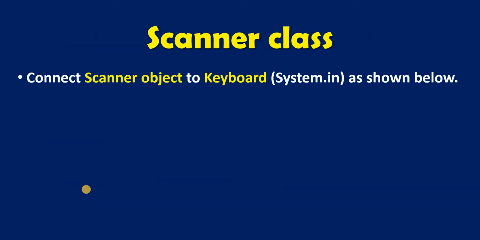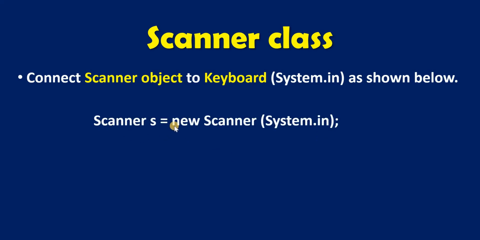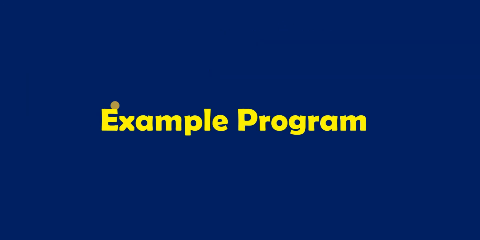Next point, a very important one, we have to connect this Scanner object to the keyboard as shown below. Remember, in your program you have to write this statement: Scanner s = new Scanner(System.in). Everybody knows that System.in is nothing but the keyboard. So we have to write this statement in our Java program. Let's see one example program practically.